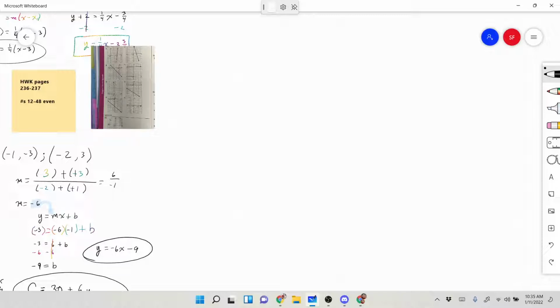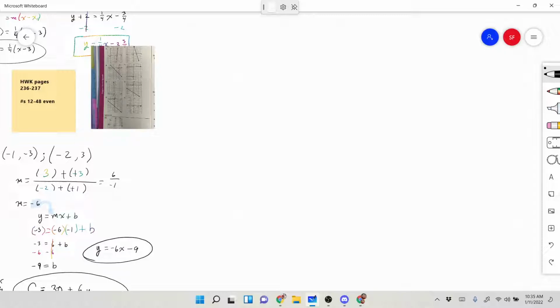Number 32 is y plus 6 equals -3/4 times quantity x plus 8. Second part is y equals -3/4 x minus 12. Third part is 3x plus 4y equals -48. And 34 is y plus 4 equals 9 times the quantity of x plus 1. Second part is y equals 9x plus 5. And the third part is 9x minus y equals -5.